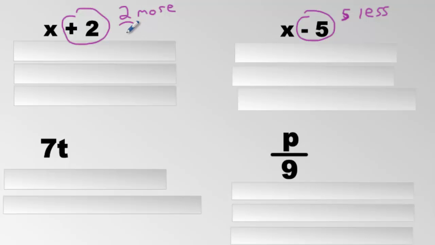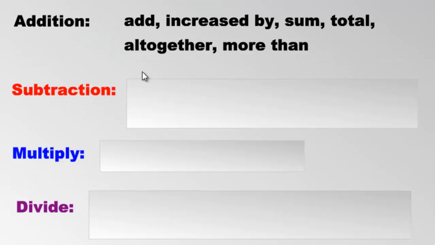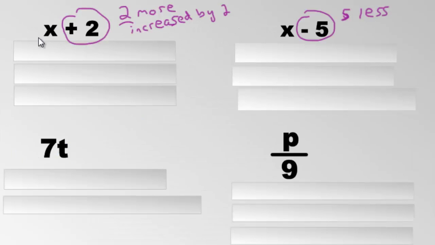Now, we don't have to say it as 2 more. That's just one way. We can also say increased by 2. And there's all these other ones we can use for addition, like sum. We can say add. Let's see some possibilities. What's that x doing here? What is that? That is a missing number. It is an unknown number. And if you see a variable, we call these letters variables, just call it a number.